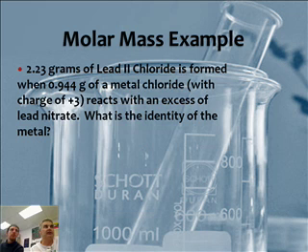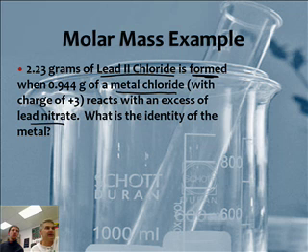We do not have a balanced equation. No, we should probably get one. Okay, 2.23 grams. I'm going to ignore the numbers and look at the chemicals first. Lead 2 chloride is formed. That means it's a product. It's on the right side. When a metal chloride reacts with lead nitrate. Okay, I'm good with that.